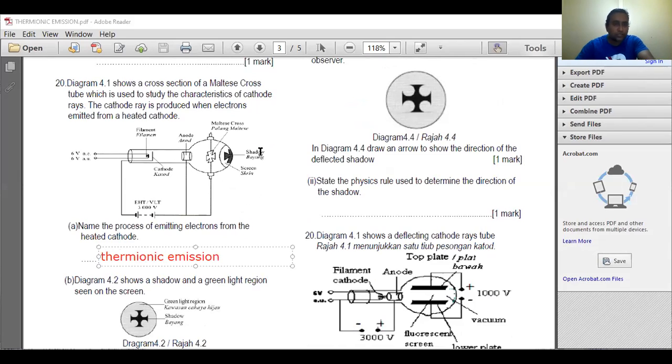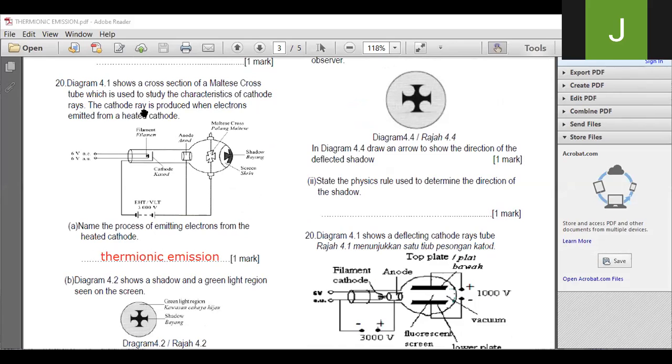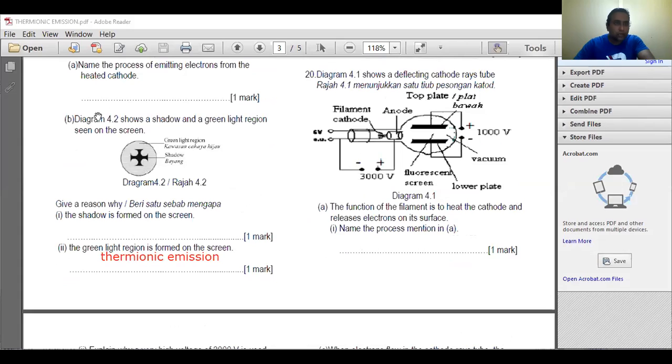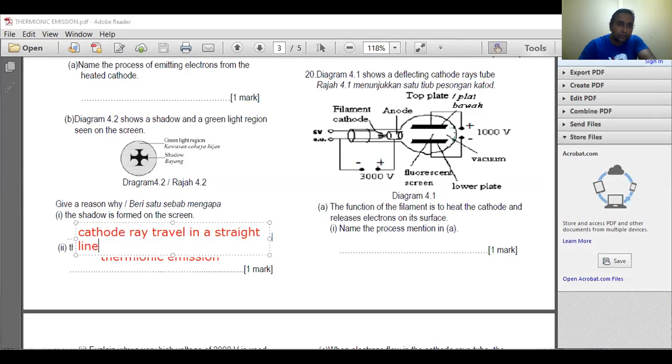Okay, thermionic emission. Next. Diagram 4.2 shows a shadow and a green light region on the screen. Give a reason why the shadow is formed. Because cathode rays travel in a straight line. So cathode rays travel in a straight line.